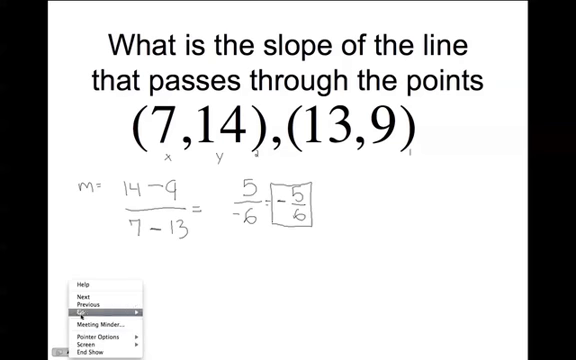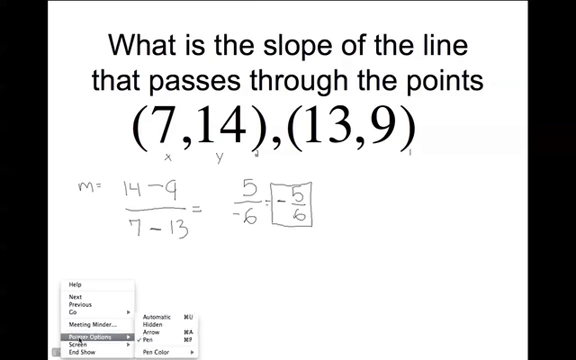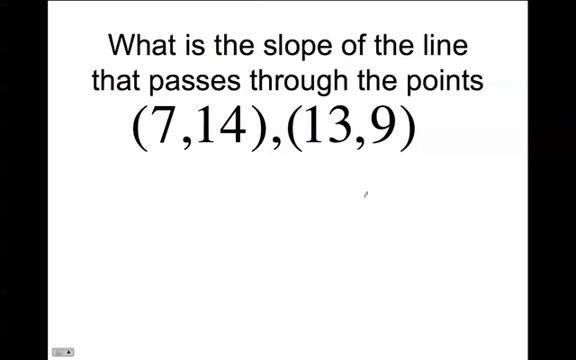So let's see. And I would like to erase everything on here. Okay. So this will be our new point 2, and this is our new point 1. So we have m is going to be equal to 9 minus 14 over, and that's of course because 9 is the y from point 2 and 14 is the y from point 1, over 13 minus 7.